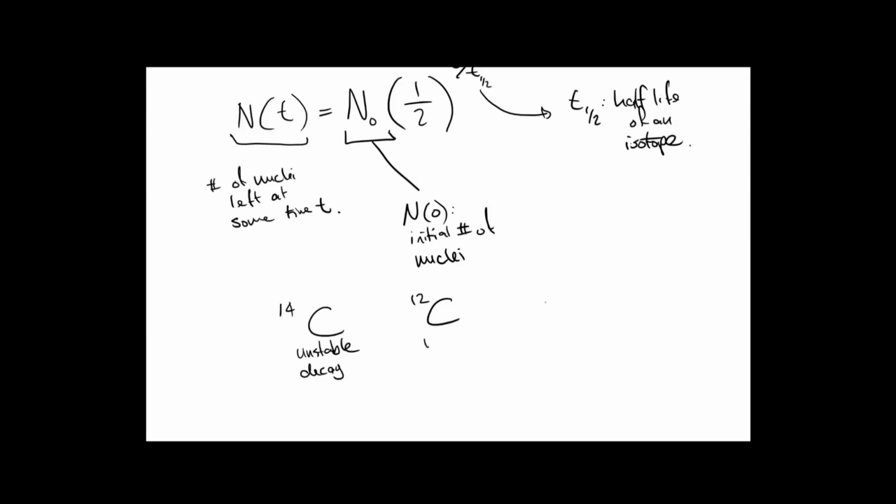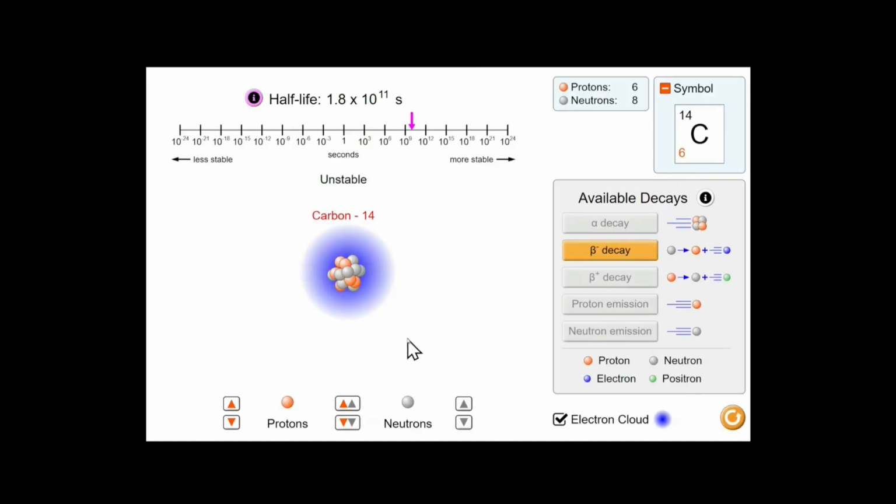Carbon-12 is very stable. It's not going to decay at all. So carbon-14, what happens to carbon-14? Let's do it again. Carbon-14 is unstable. It has too many neutrons, so it wants to lose that in the form of beta decay. So we're going to look at what the half-life is.